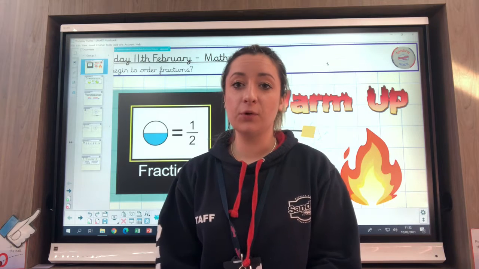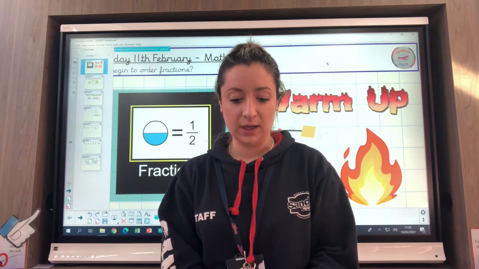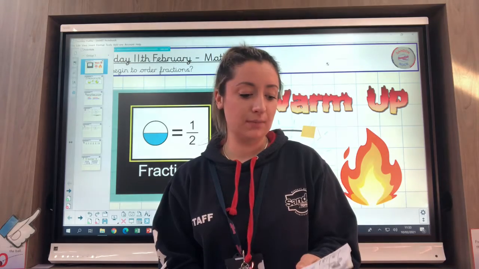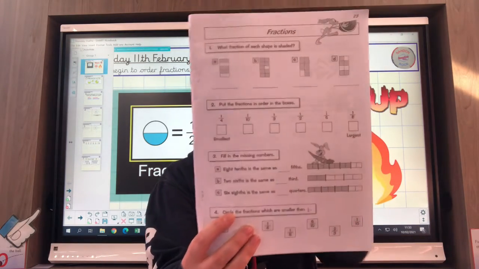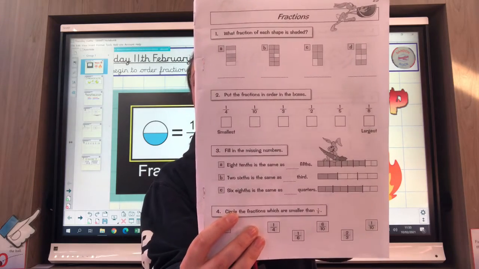Now this lesson is for the children who have got the Year 3 booklet, and today our learning is going to be on page 23. So the page you are looking for is this one. So that's our learning for today.